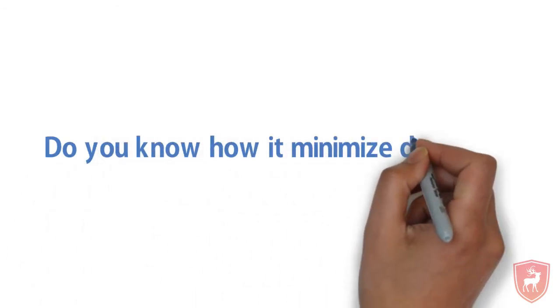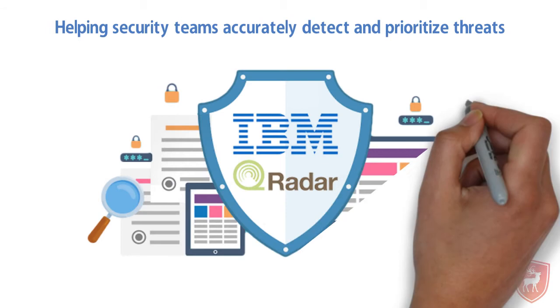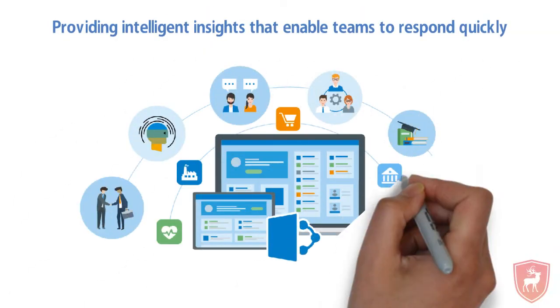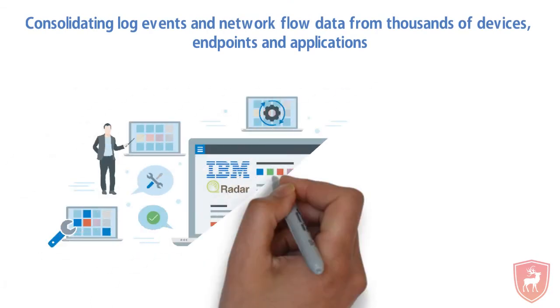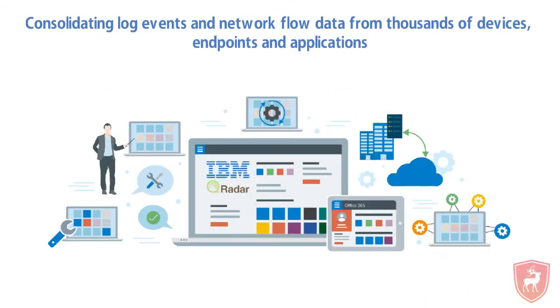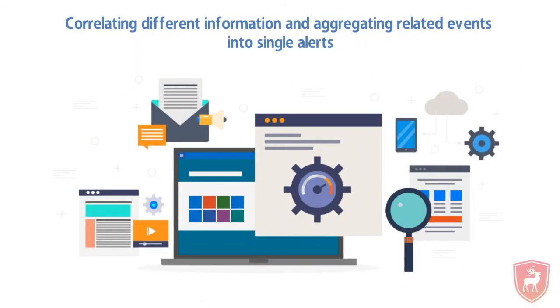Do you know how it minimizes damages? It does so by helping security teams accurately detect and prioritize threats, providing intelligent insights that enable teams to respond quickly, consolidating log events and network flow data from thousands of devices, endpoints and applications, correlating different information and aggregating related events into single alerts.